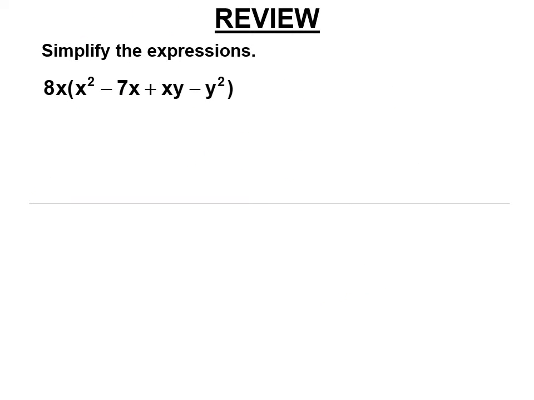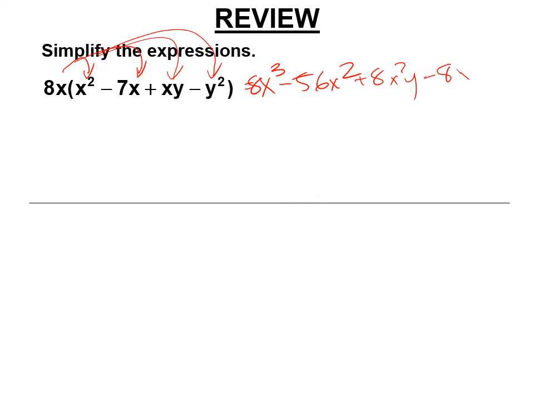Okay, so we have distributive property here, right? That's a monomial times a polynomial. 8x times x squared, 8x cubed. 8x times 7x, negative 56x squared. 8x times xy, 8x squared y. 8x times negative y squared, negative 8xy squared. And there are no like terms there. There is nothing with the exact same letters and exact same exponents.